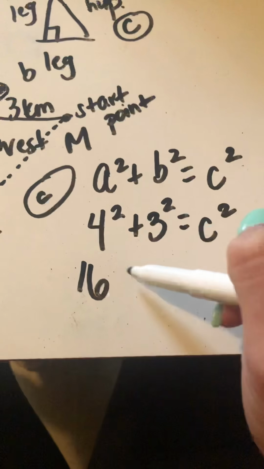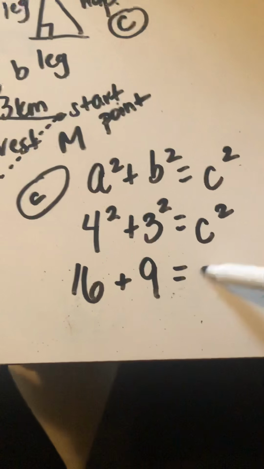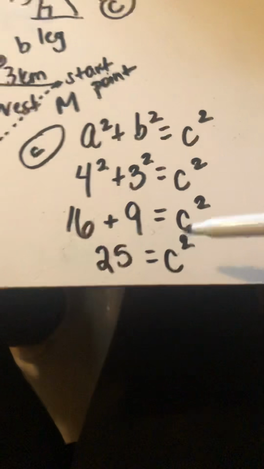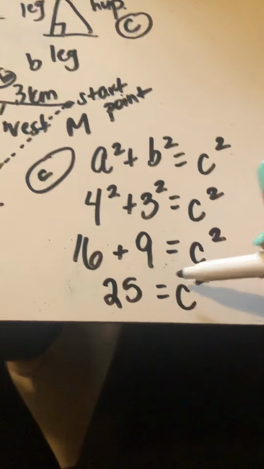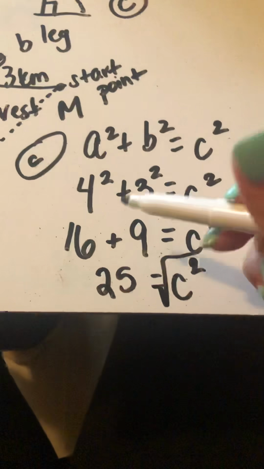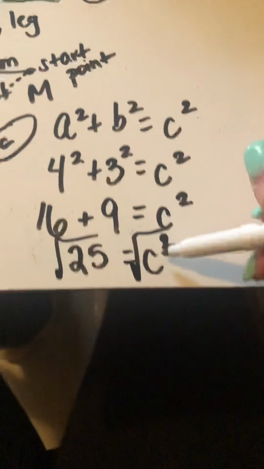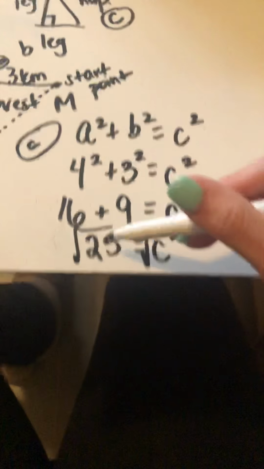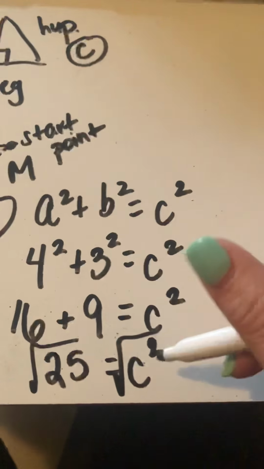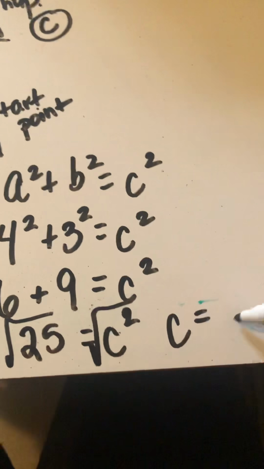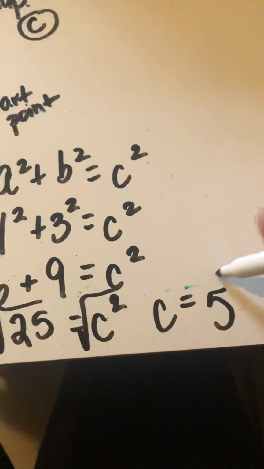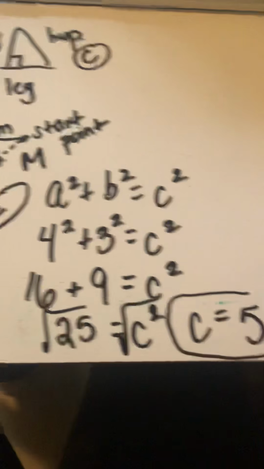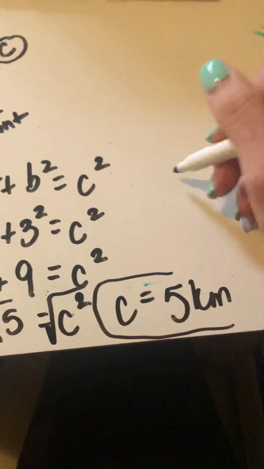All right, so just simplify this. Equals C squared. 25 equals C squared. That's not your answer. You just want C. So what do we do to both sides? Take the square root, right? We want to know what number squared gets me 25. All right, so C is just 5, right? The square root of 25 is just 5. So 5, what was the units? Kilometers. Okay, so this was number 2.